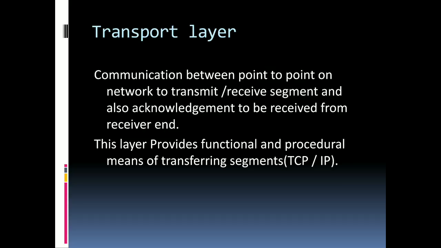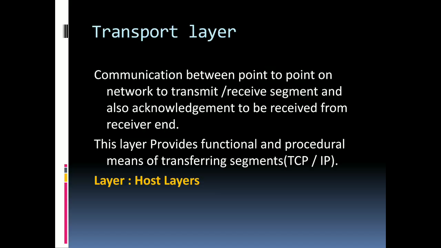So that functional and procedural flow should follow this sequence only: from this network to this network, then it should transmit to another network. In that procedure also it should follow. This comes under the transport layer category, and this layer will fall under the host layer category.